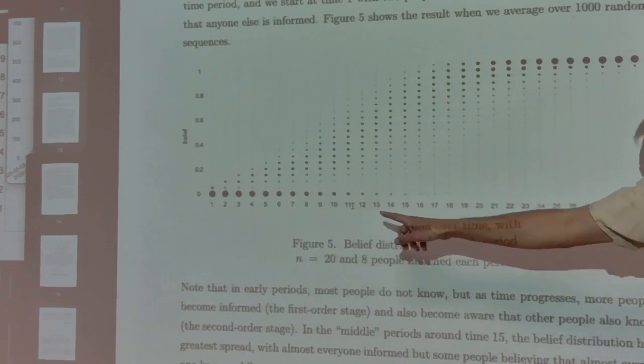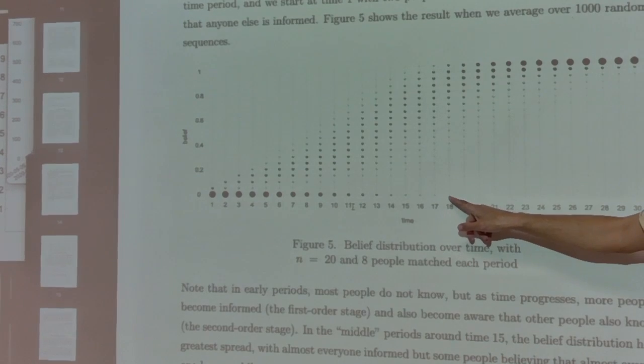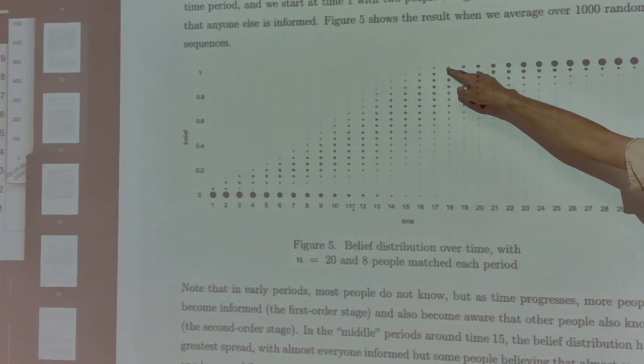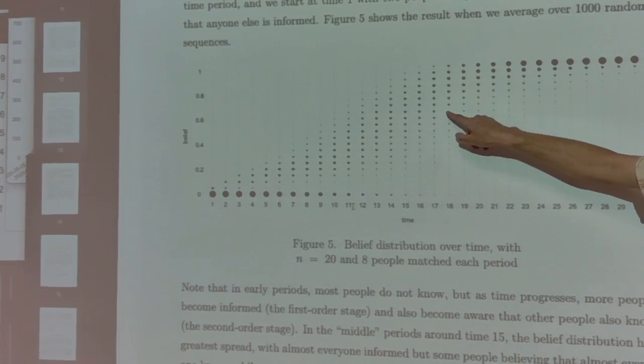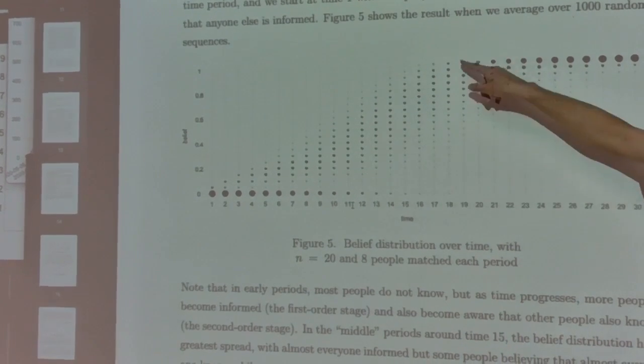Okay, here, this is the number of people who do not know. By this time, almost everyone knows. But a lot of people, so this person knows that everyone knows, but this person thinks, oh, I think 60% of the people know. These people think over 40%. So there's quite a broad range.